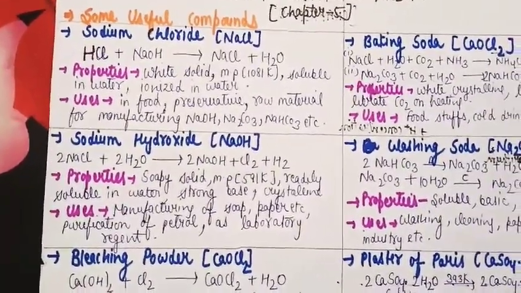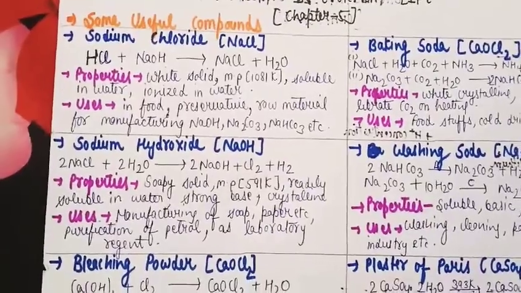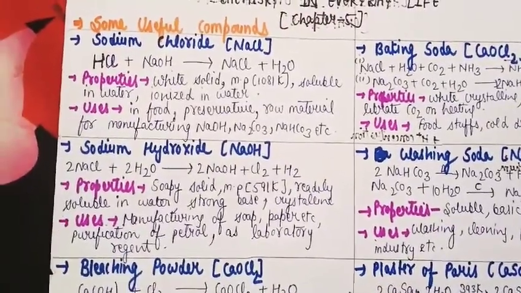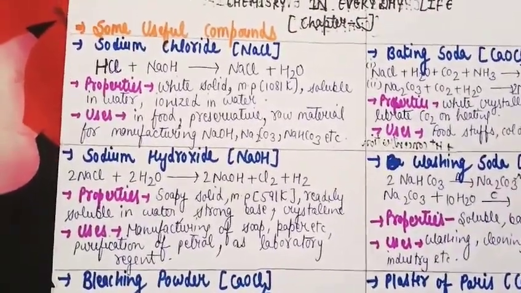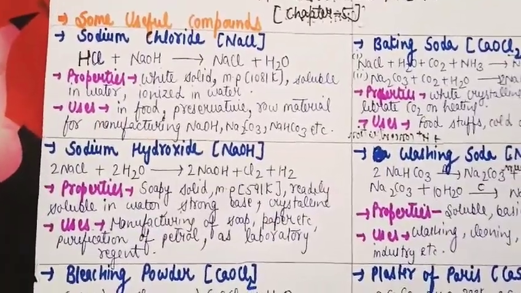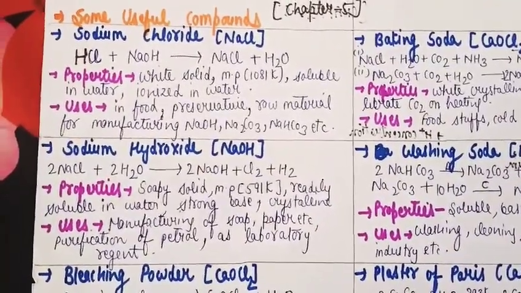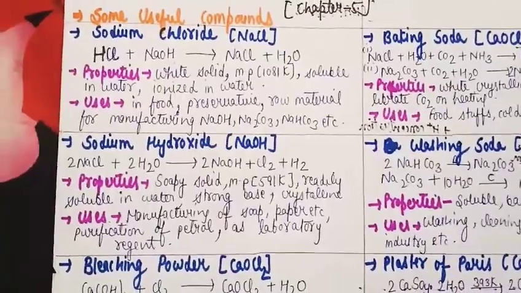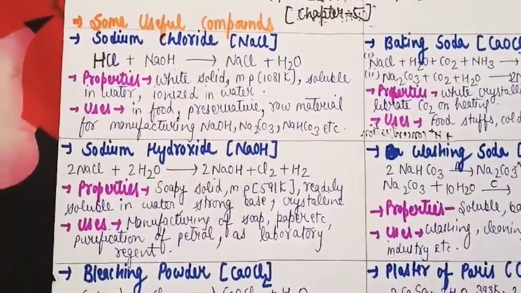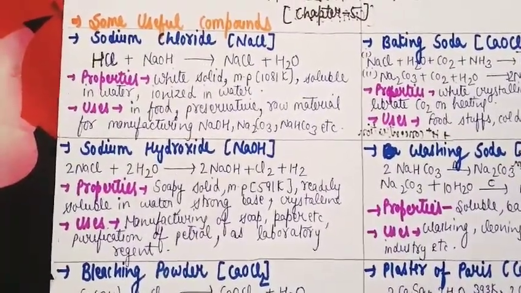It is a reaction you have learned before: when HCl reacts with NaOH, the products formed are NaCl plus H2O. So this is the reaction by which we can produce sodium chloride.